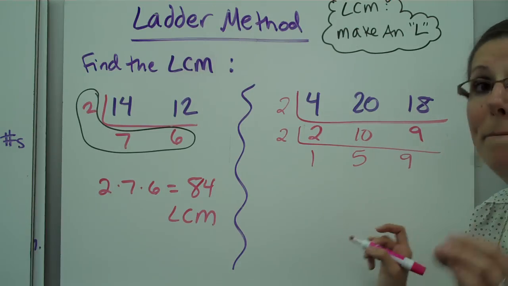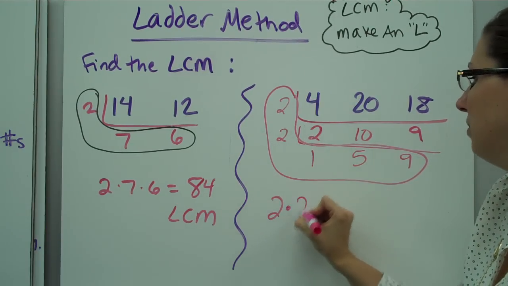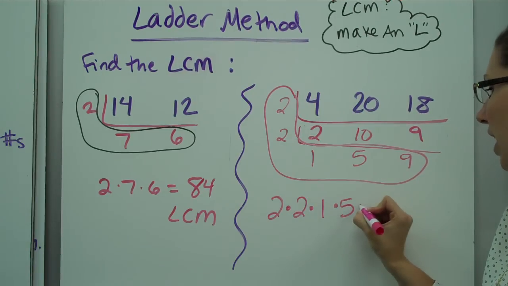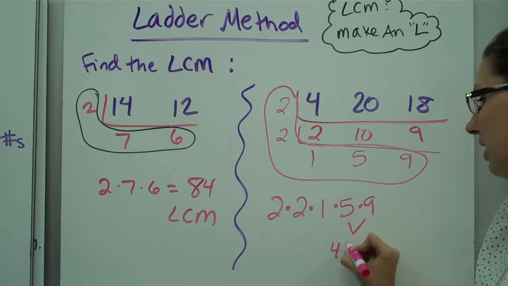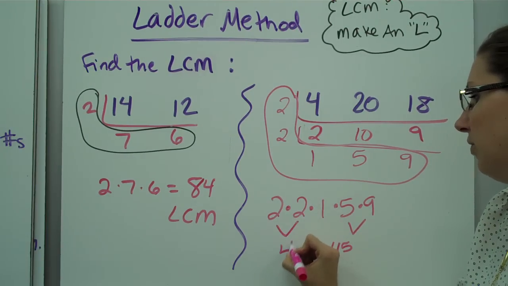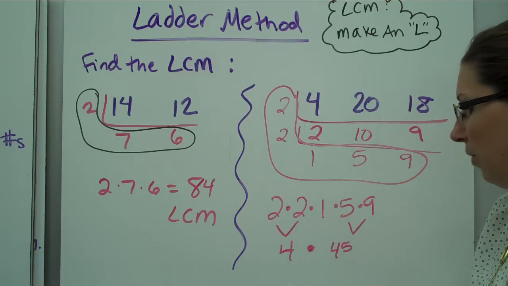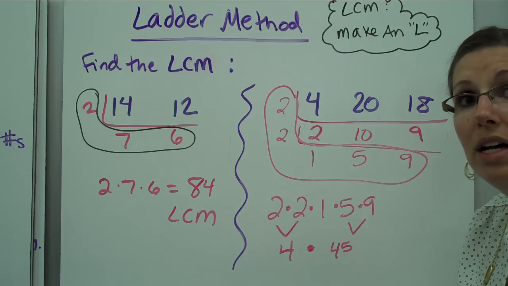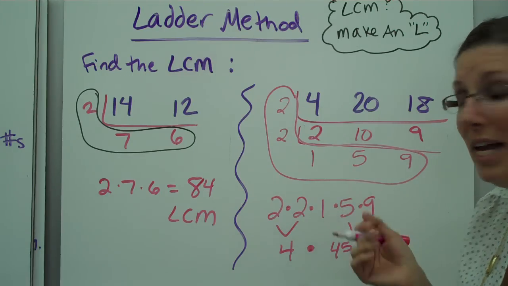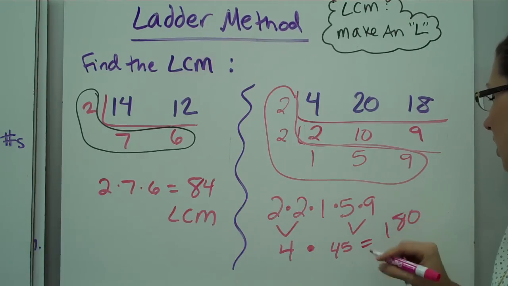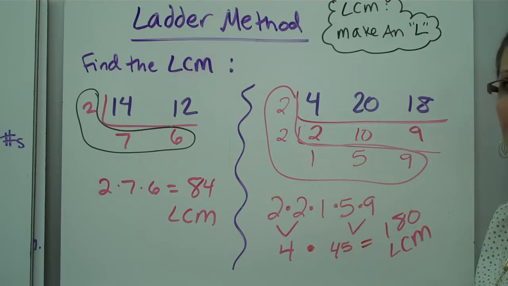So I'm going to again make an L. I've got 2 times 2 times 1 times 5 times 9. Well, 5 times 9 is 45. 2 times 2 is 4. Anything times 1 is itself. So now all I have to do is figure out what 4 times 45 is. Well, I know that 2 times 45 is 90, and then 90 plus 90 is 180. So 180 has to be the LCM of all 3 of these numbers.